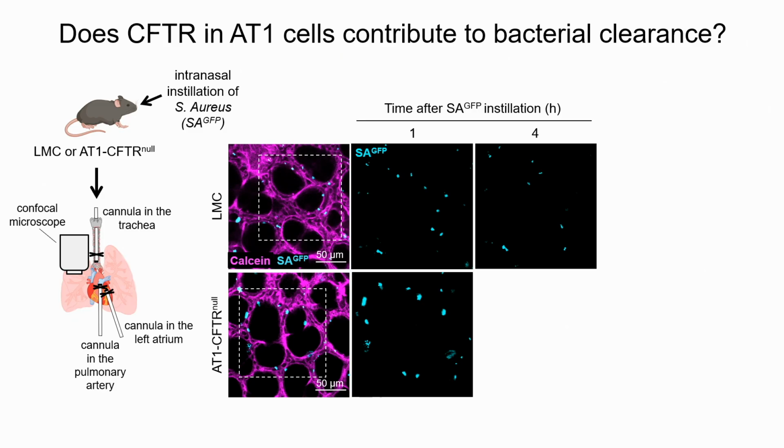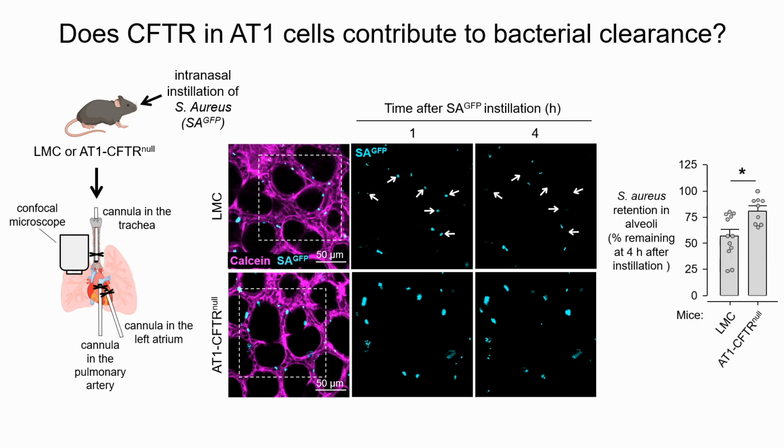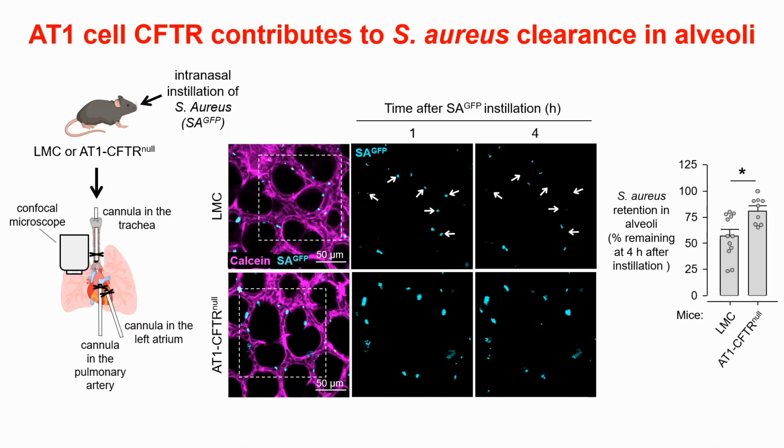This next image in the control mouse lung was taken 3 hours later in the same area, and you can see that the staph bacteria have largely disappeared from the alveolar air spaces. But if we look at the staph clusters in the alveolar type 1 CFTR null mice, you'll notice that the staph have remained steady over time. So we quantified the staph data here, and then combined with our imaging data, we conclude that alveolar type 1 cell CFTR contributes to staph bacterial clearance in alveoli.